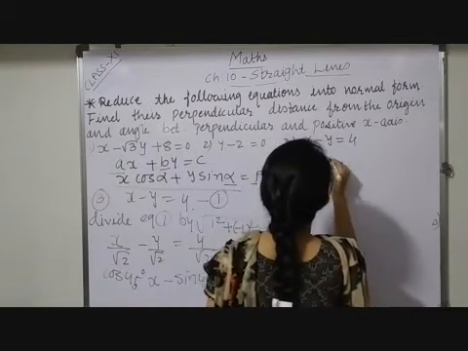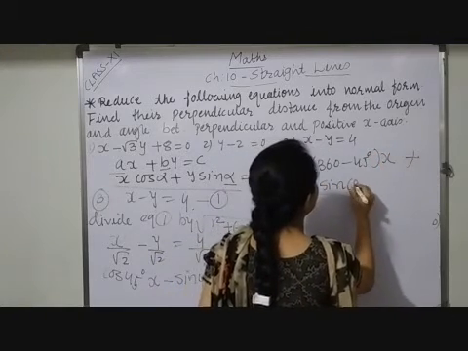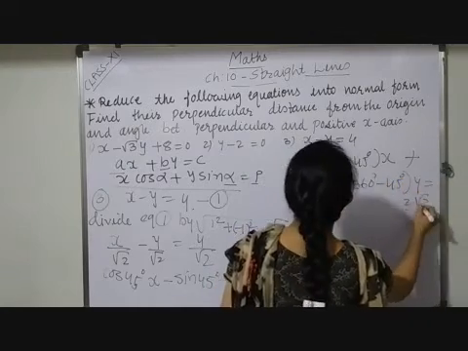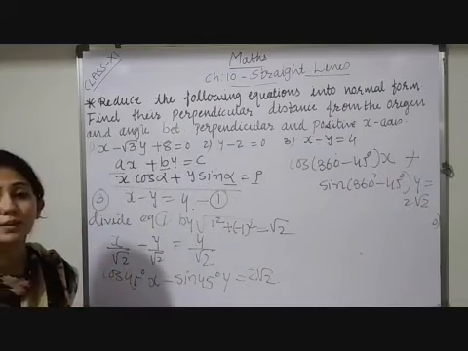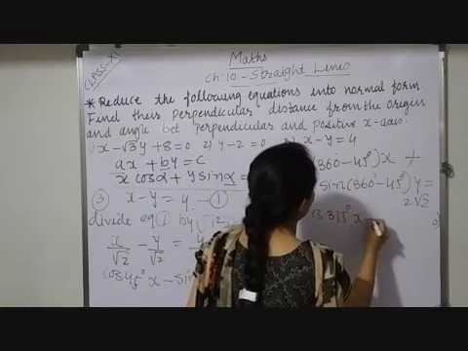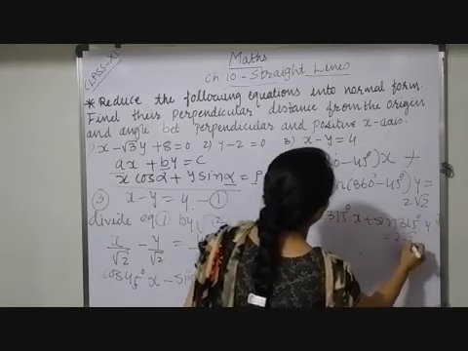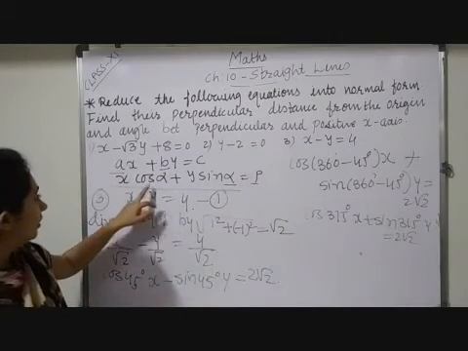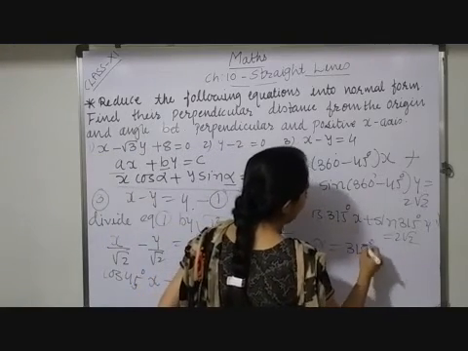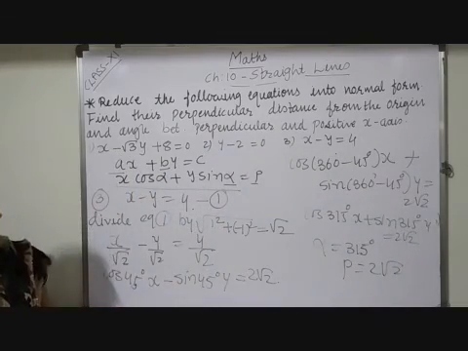So here we will get cos(360° − 45°) x + sin(360° − 45°) y = 2 root 2. While you subtract 45 from 360, we will get 315. So cos 315° x + sin 315° y = 2 root 2. So here compare it with your general form. So here alpha we are getting 315° and perpendicular distance we are getting 2 root 2. Hope all these questions are understood by you.